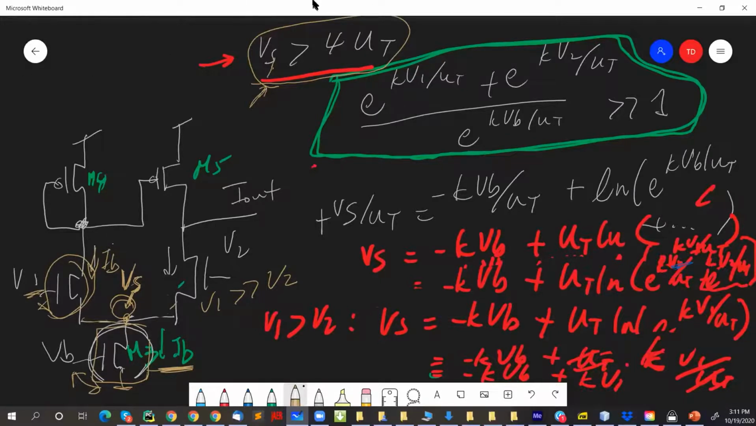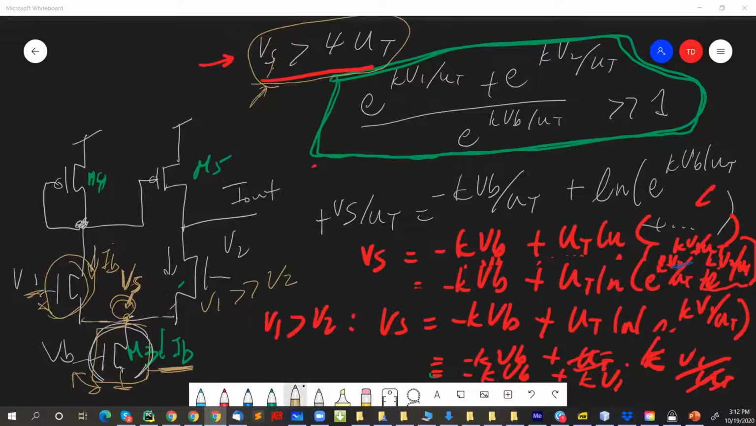So that means that you're left with a very nice simple equation with all the dropping of the terms. And so you end up with what you see here on slide 20. It says that the source is kappa times the maximum of V1 or V2, whichever one is bigger, minus VB. And the saturation condition for M3, the bias transistor, where you have to ensure that Vs is greater than 4 UT, is that the maximum of V1 or V2 has to be the bias voltage plus 4 UT over kappa.